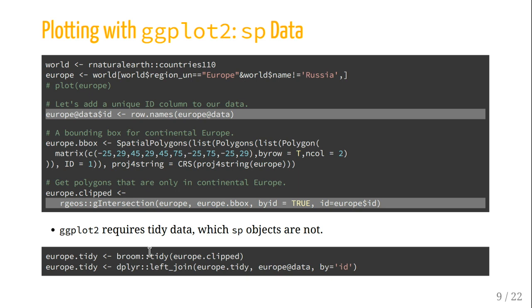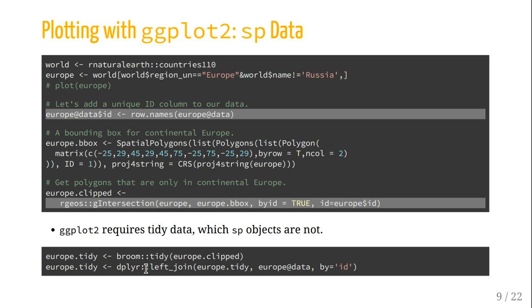But what happens when you call broom tidy is that you lose all the attribute data. You only get the spatial data in a tidy format. You had a lot of attribute data, like what's the population of that country, what's the GDP of that country, all that is lost. And now you need to recapture that by joining it back against the original data that was stored in your sp object. So already you can see the number of steps that I need to take before I can plot an sp object in ggplot2. I had to add unique IDs to it, I had to tidy it up, and then I had to left join it with the original data so that I have all my attributes in line.